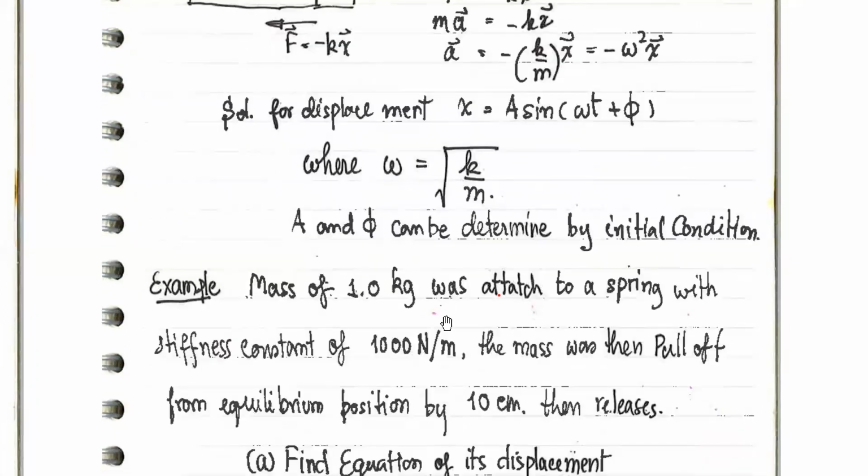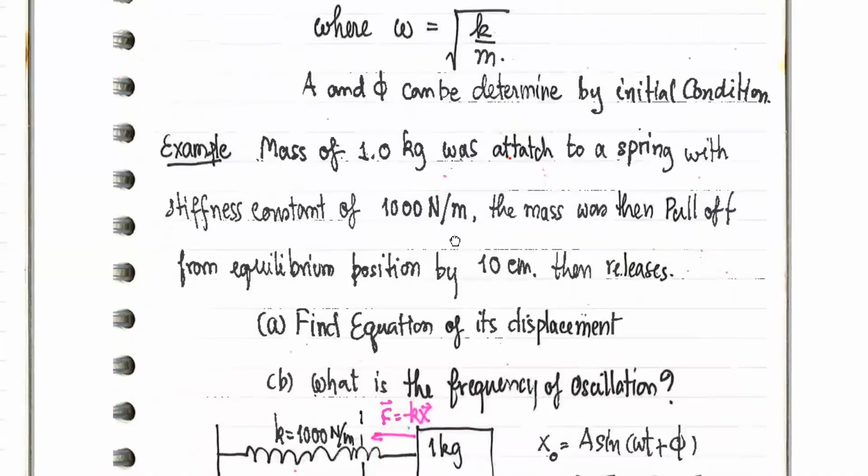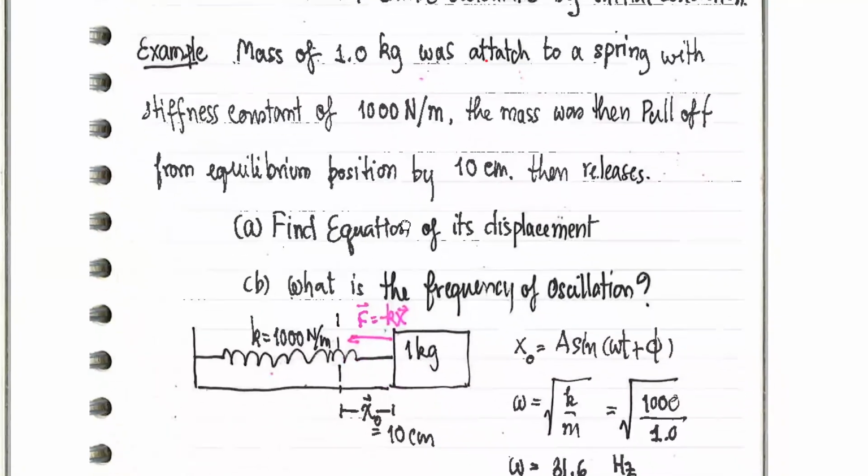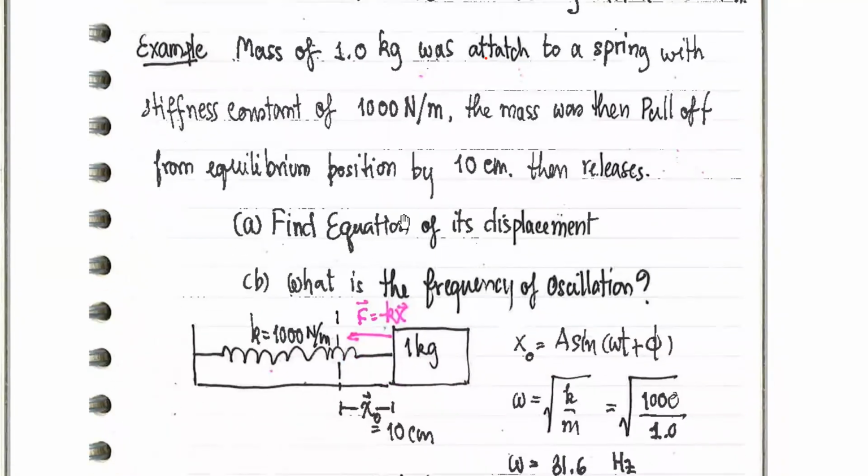So for example, a mass of 1 kilogram is attached to a spring with a stiffness constant of 1,000 newtons per meter. The mass is then pulled off from the equilibrium position by 10 centimeters, then released. Find the equation of the displacement and the frequency of oscillation.